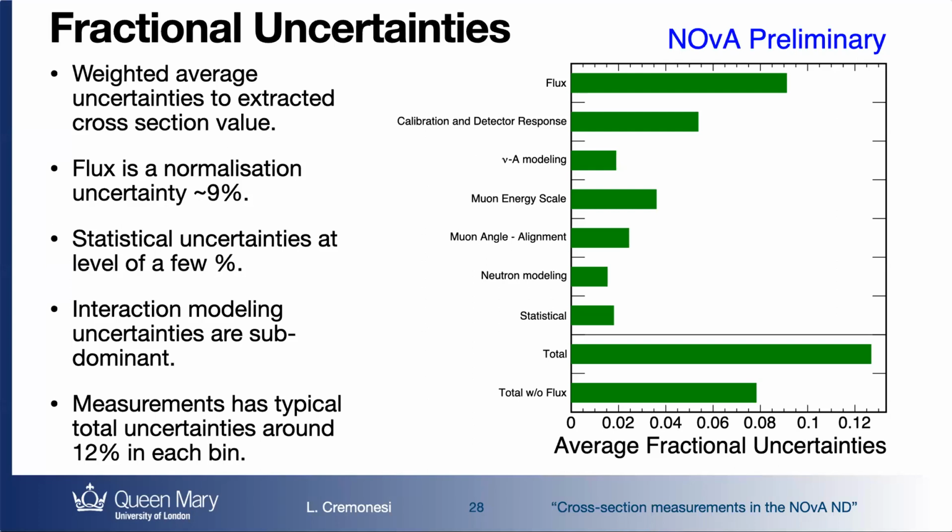Of course, we have a way to evaluate our uncertainty, which is that we account for uncertainties with covariance matrices, but the bottom line of all of this is that the typical uncertainty is about 12%, and most of it actually comes from our flux. So the uncertainty on the neutrinos that we actually produce is around 10%, and it's a normalization uncertainty. We have plans to reduce this uncertainty with some additional measurements that I'll talk about later on.